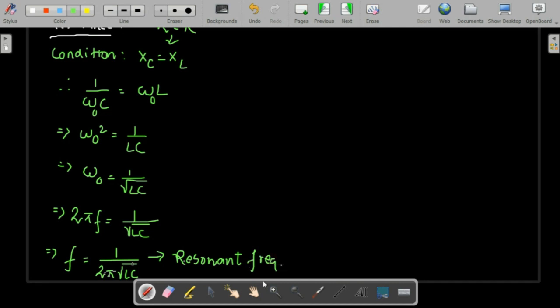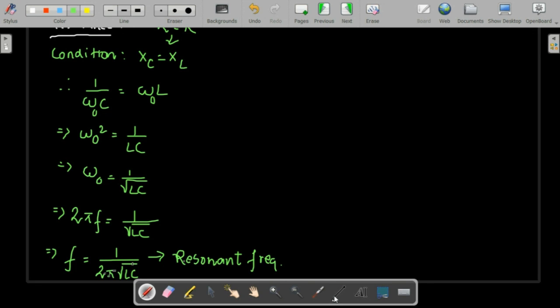Okay, so this is all about resonance, and we know that at resonance we have the maximum current, because the resistance is going to be minimum, the impedance is going to be minimum, that means the current has to be maximum, right? So this is the idea behind resonance.